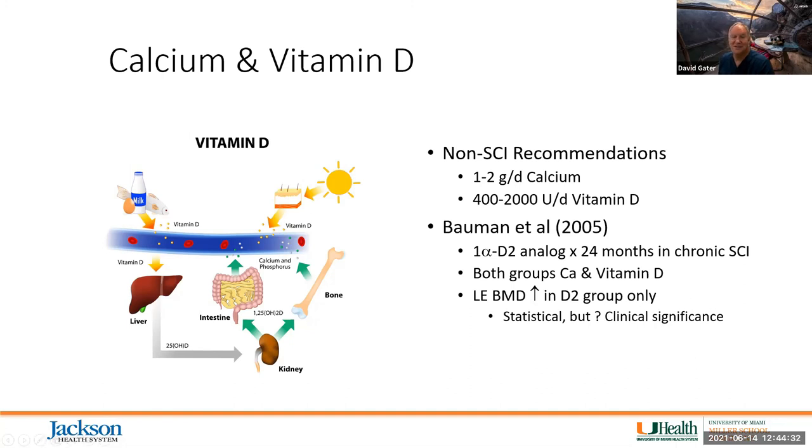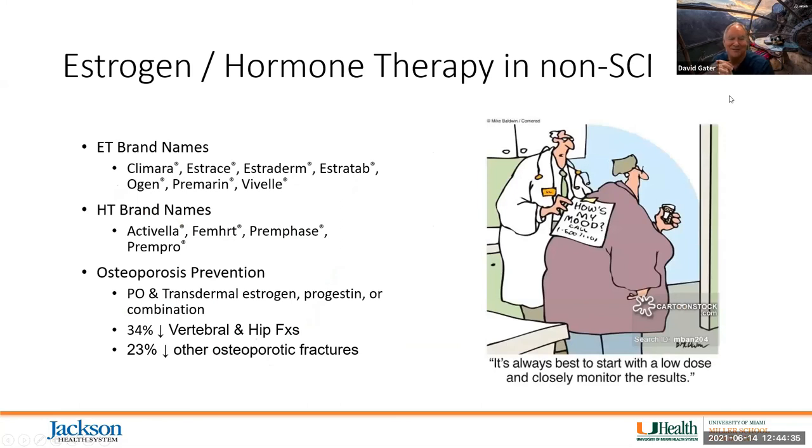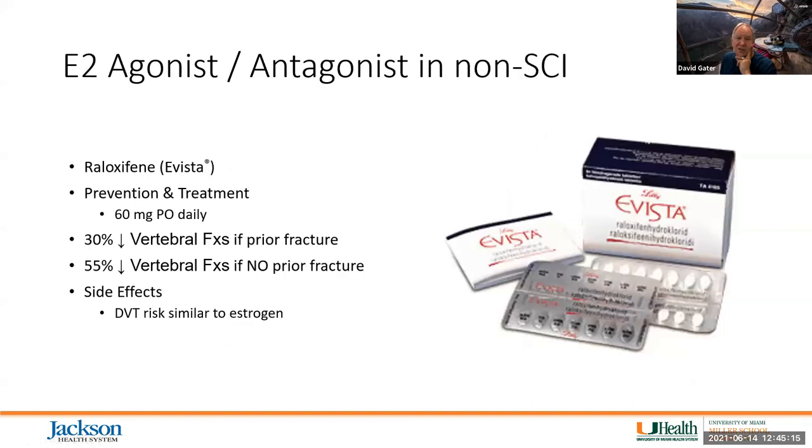So, we still don't know exactly what we should be doing. Estrogen and hormone therapy in non-spinal cord injured individuals, women in particular. There are a number of different names for these hormonal therapies. Recognize that oral and transdermal estrogen, progestin, and combination have been demonstrated in able-bodied population, non-spinal cord injured individuals, to reduce vertebral and hip fractures by a third, and to reduce other osteoporotic fractures by approximately 25%. Again, unclear in our persons with spinal cord injury.